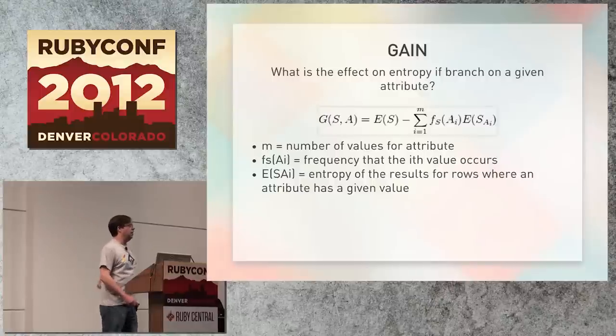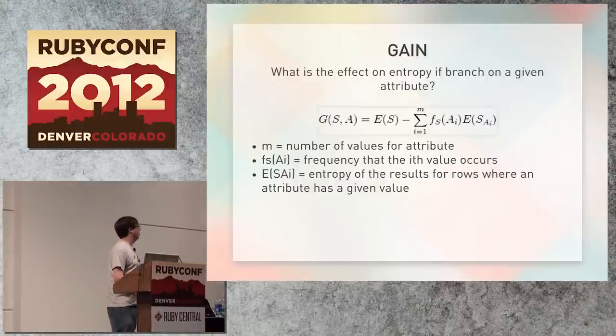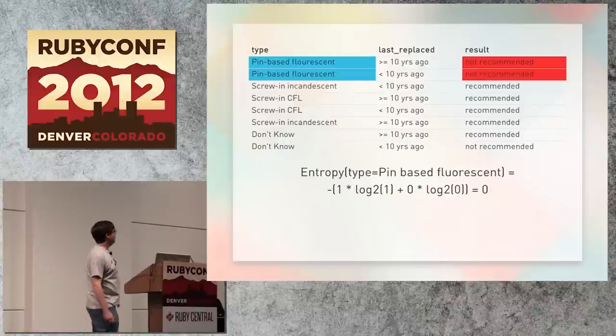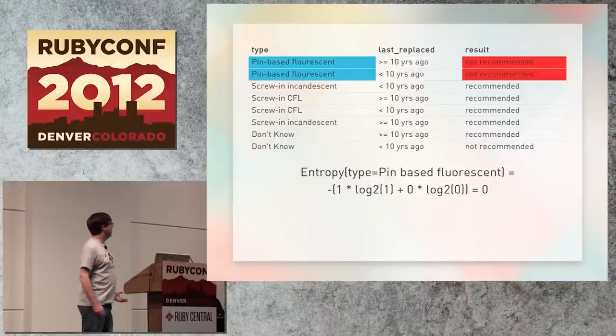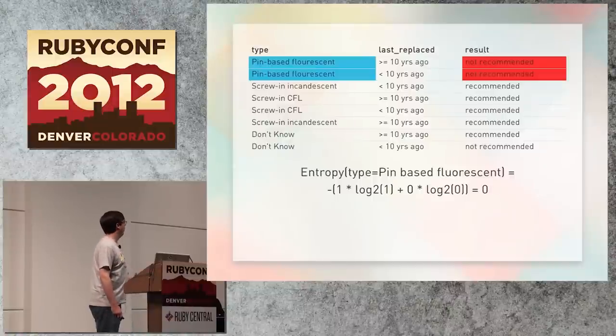So let's actually take a look at that in a little bit more detail so it makes more sense. If we take a look at the gain for type, we basically go through each possible value for type and calculate the entropy of the outcome. In this case, it's pretty simple. We take a look at pin-base fluorescent as the first value for that attribute, and we see that for both of those results, it comes up with not recommended.